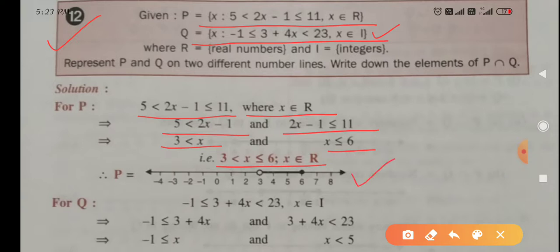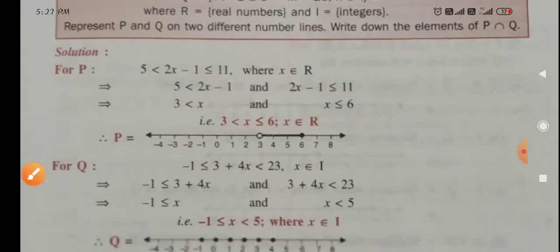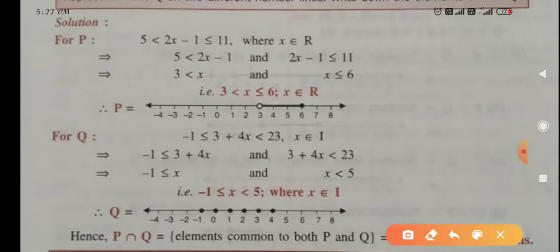Make the number line. So 3 to 6: mark 3 with a hollow circle, because the equal to sign is not there, and mark 6 with a dark circle, because the equal to sign is there, and the middle portion you have to darken because it is the case of real numbers.